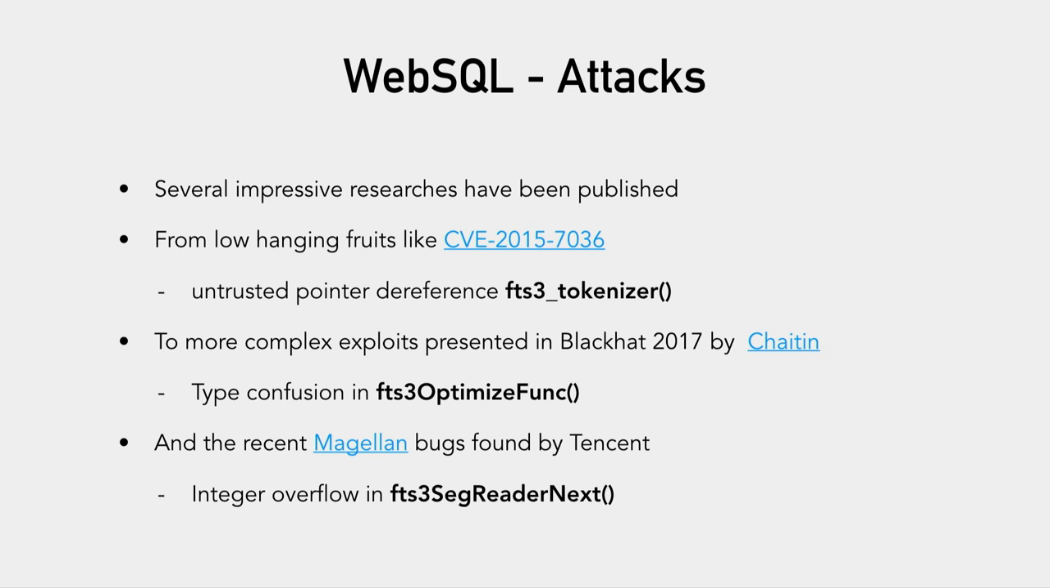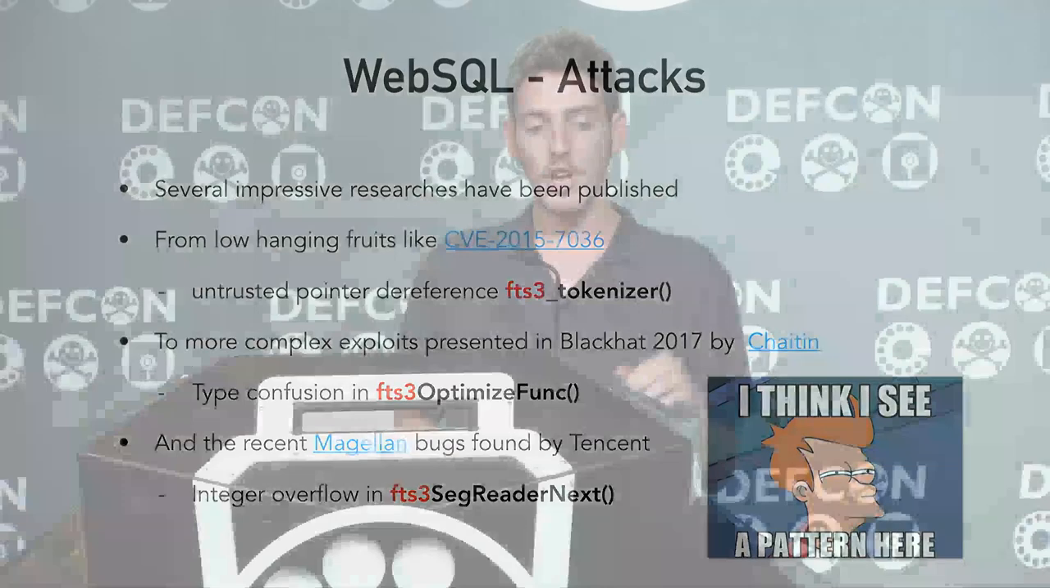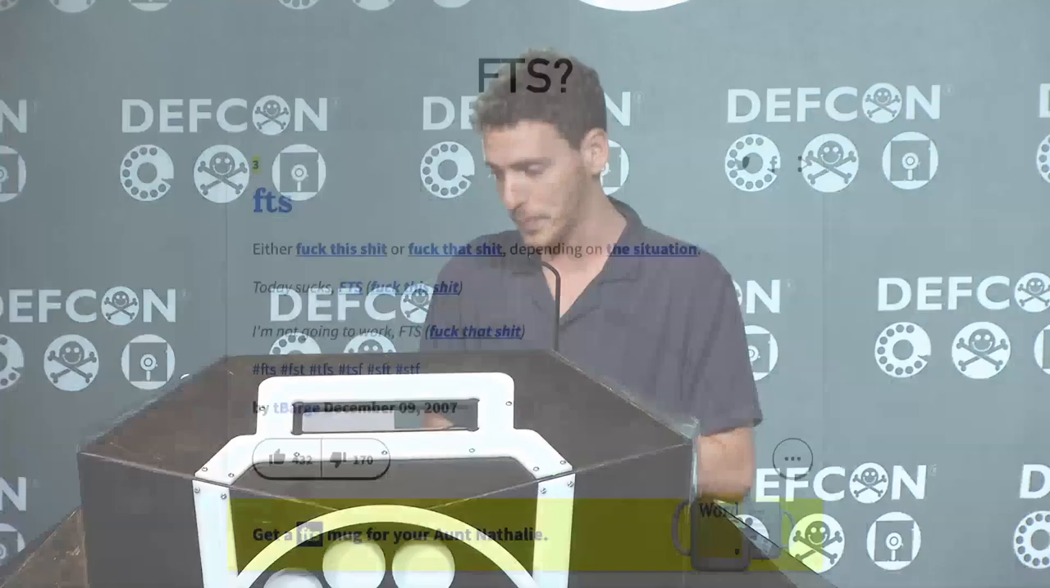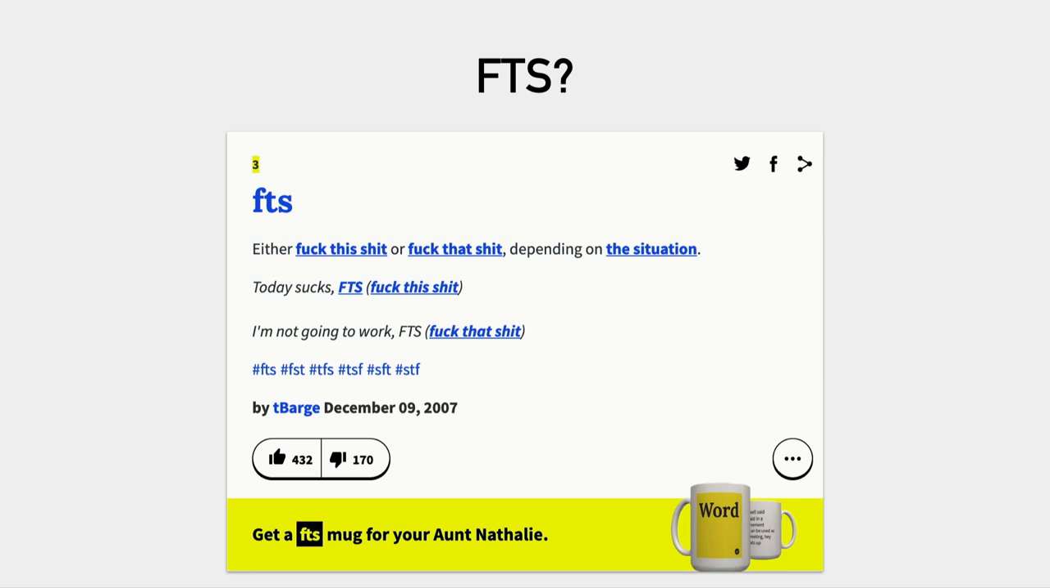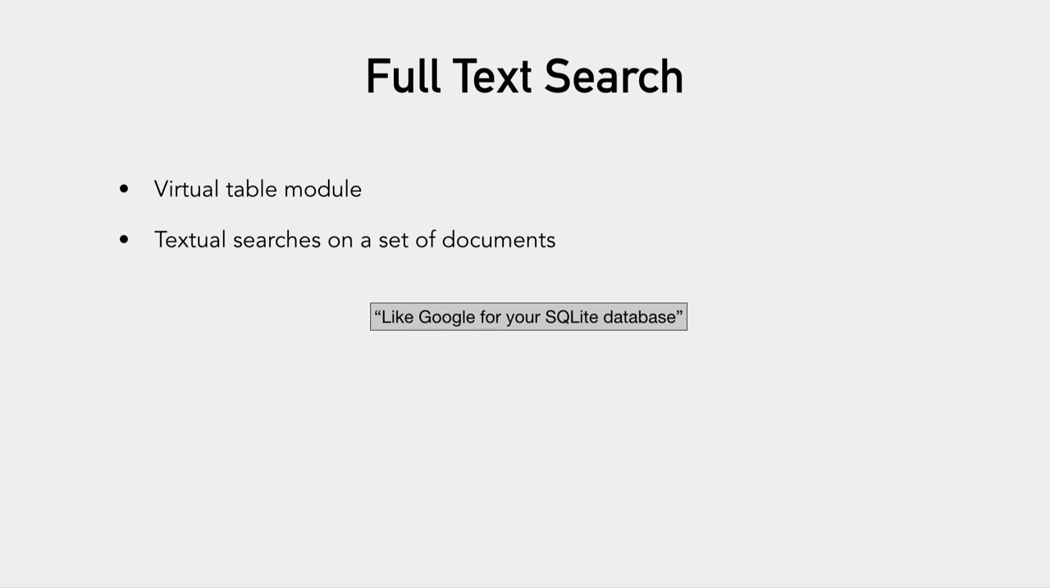And if you guys are paying even a tiny bit of attention here, you might see an interesting pattern arises, right? All these functions start with FTS. So what is FTS? I've never heard of it, and Googling it just left me even more confused. Well, after some time, I came to the realization that FTS actually stands for full text search, and it is something called a virtual table module. And it allows for textual searches on a set of documents. Again, using SQLite author's words, it's just like Google for your SQLite database.